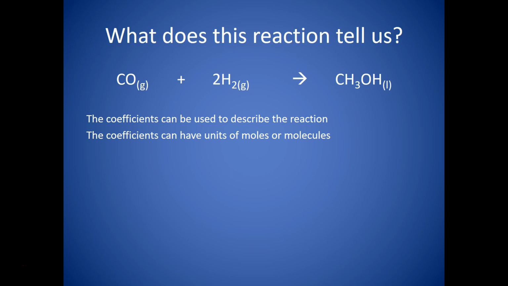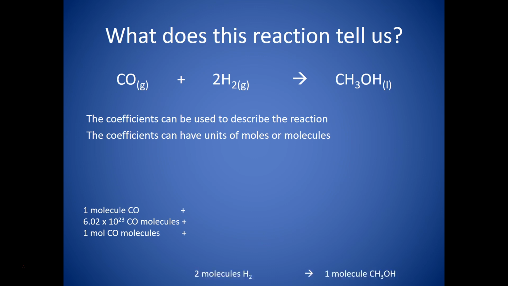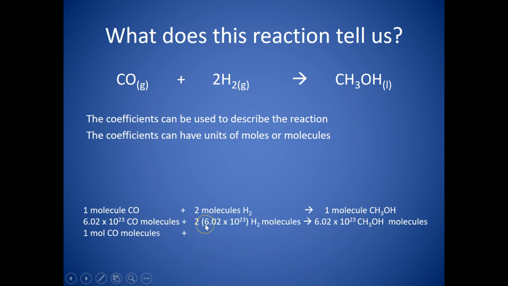But they also, even though you didn't know it, tell us about moles and molecules, which is something we just learned about in our last unit. So for example, this carbon monoxide right here is actually telling us that we have 1 molecule of carbon monoxide, 6.02 times 10 to the 23rd molecules of carbon monoxide, and 1 mole of carbon monoxide molecules. And you guessed it, that means we have 2 molecules of H2 because of that coefficient in front, and 1 molecule of our product. We also have 2 times 6.02 times 10 to the 23rd H2 molecules, and 6.02 times 10 to the 23rd CH3OH molecules, and 2 moles of H2 molecules plus 1 mole of CH3OH molecules. So those coefficients can tell us how many moles of something we have.